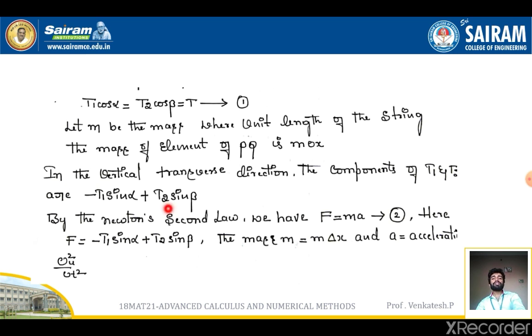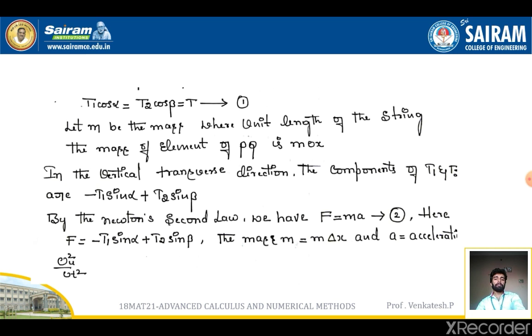By Newton's second law of motion, we have the formula F is equal to ma, where F is the force, m is the mass, and a is the acceleration. According to the derivation, I have the force as minus T1 sine alpha plus T2 sine beta. So in the vertical transverse direction, for the components T1 and T2, I have the force like this, that is minus T1 sine alpha plus T2 sine beta.